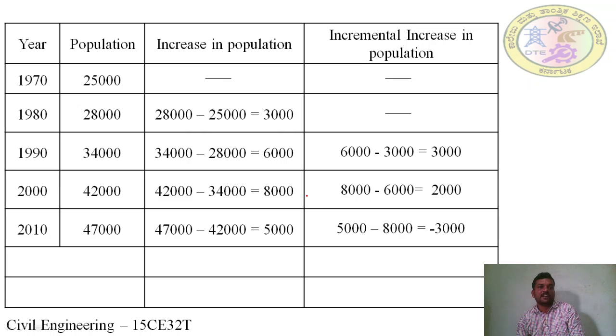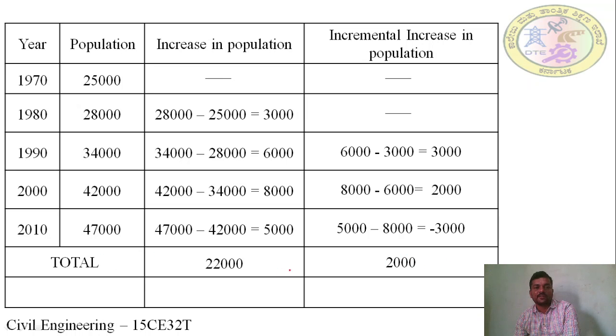So after finding the increase in population and the incremental increase in population, we need to find the average increase in population and the average incremental increase in population. So I am adding up all these values. Here the total increase in population is equal to 3000 plus 6000 plus 8000 plus 5000, which is equal to 22000. The total incremental increase in population is equal to 3000 plus 2000 plus 3000. Here one value is negative, so 3000 plus 2000 minus 3000, which works out to be 2000.